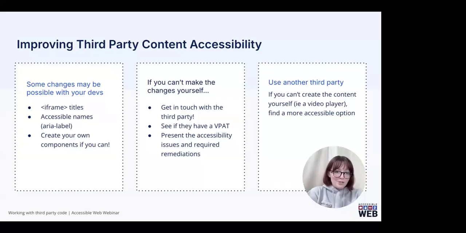If you can't make those changes, get in touch with the third party. Step one would be to see if they have a VPAT, and then I'll explain more why you should have the VPAT in your accessibility statement. Another one, present the accessibility issues and then also a remediation plan. Something that we provide in our audits is a plan on how to tackle the remediations and what to do. So it'd be a great chance to hand that over to a third-party company and then work with them to see if they have a timeline or even the resources to resolve that.